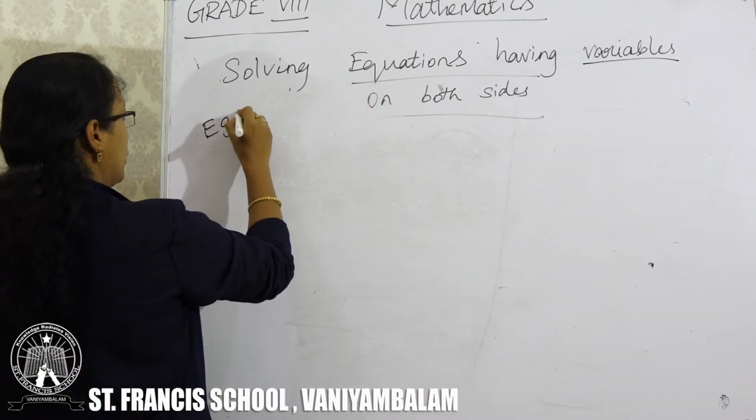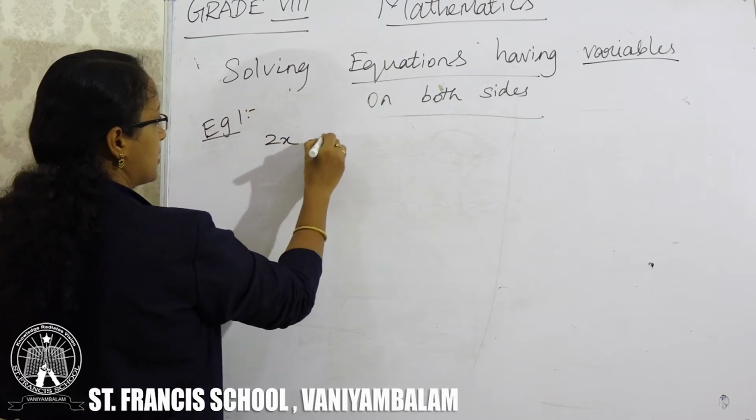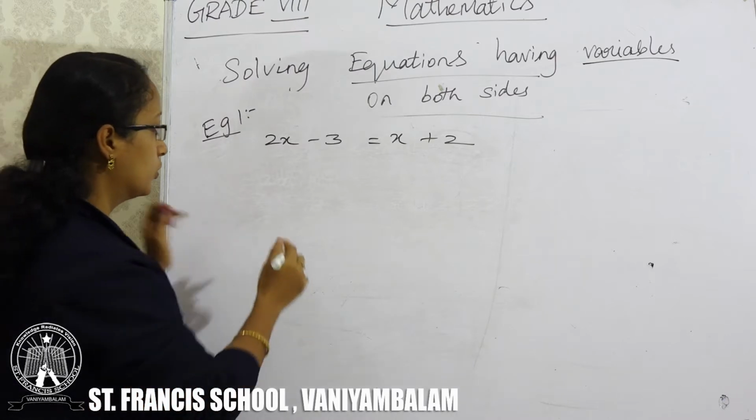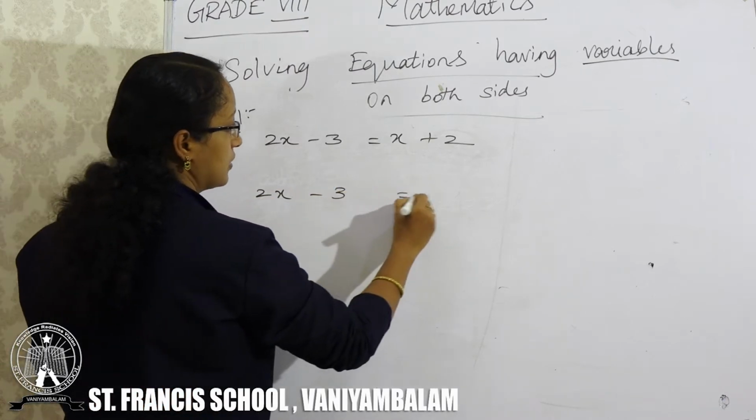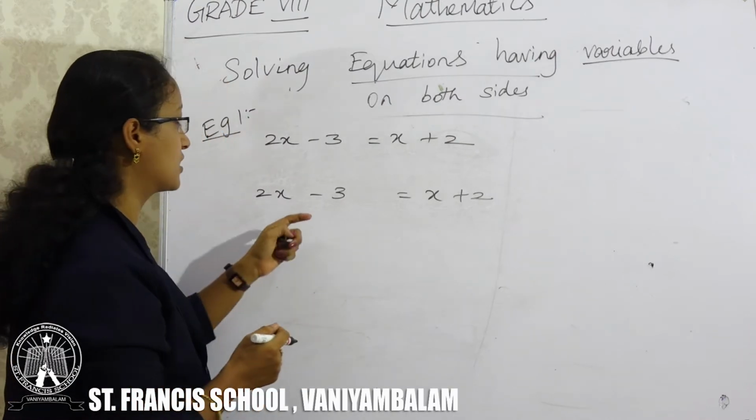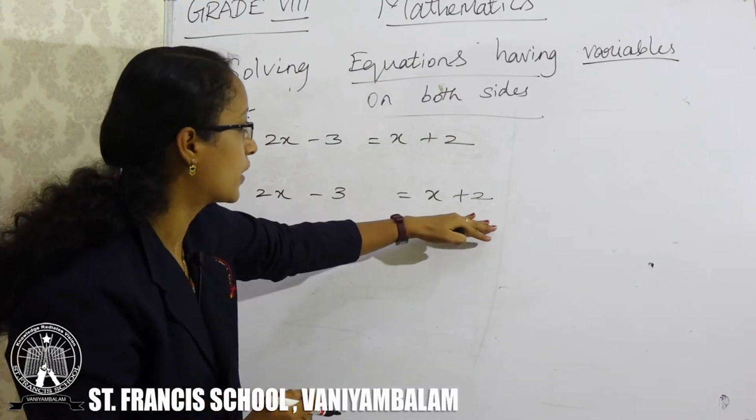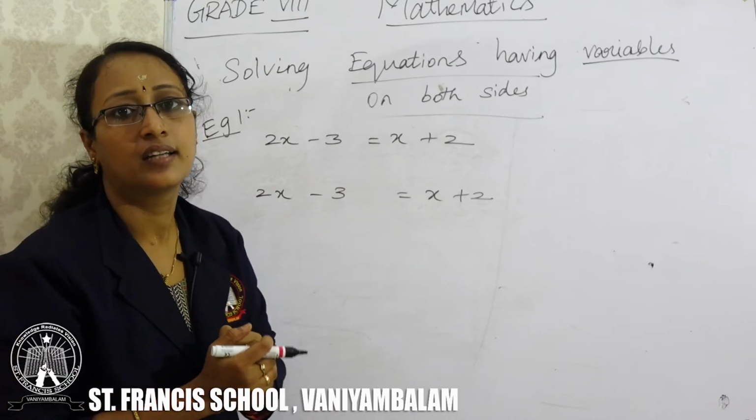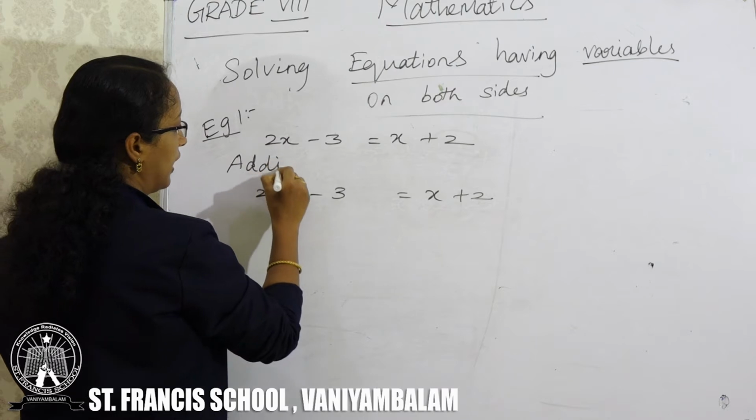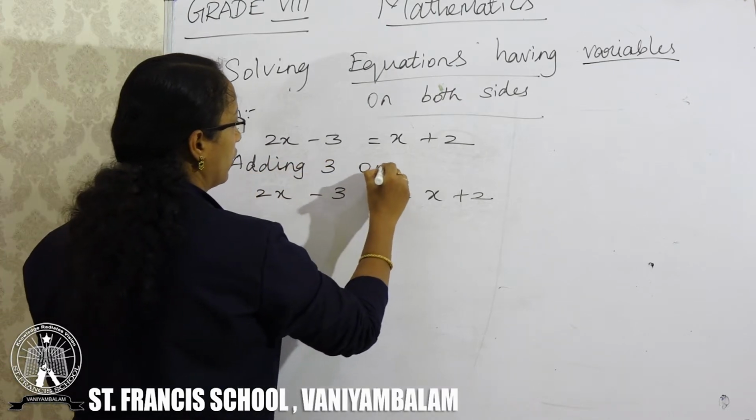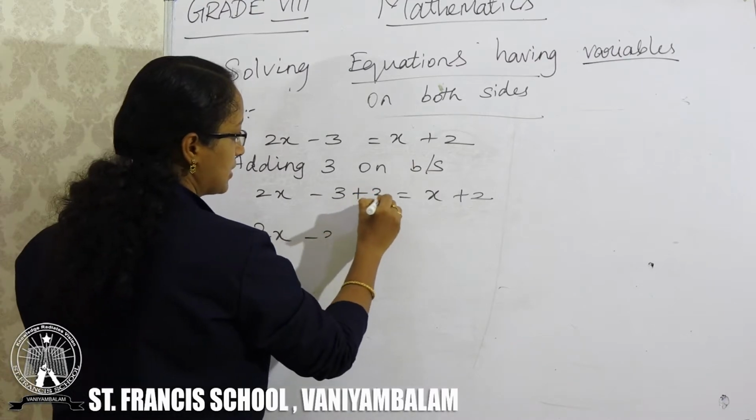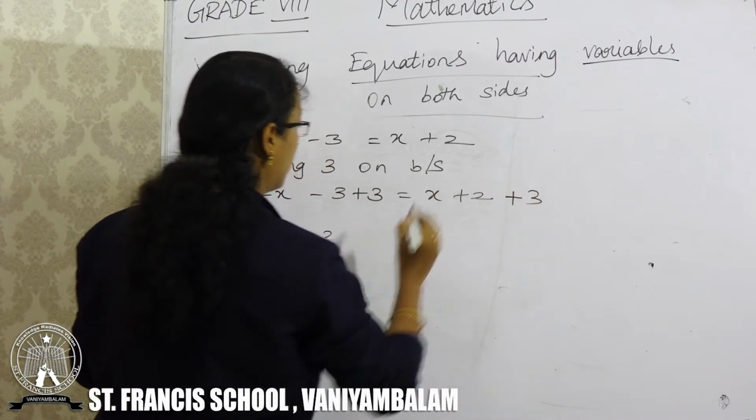First example, use the first step method. 2x minus 3 is equal to x plus 2. So what will you do? First write the equation as it is. I am going to add 3 on both sides. You could also subtract 2 on both sides, but I am adding 3 on both sides. So plus 3 and plus 3, right?